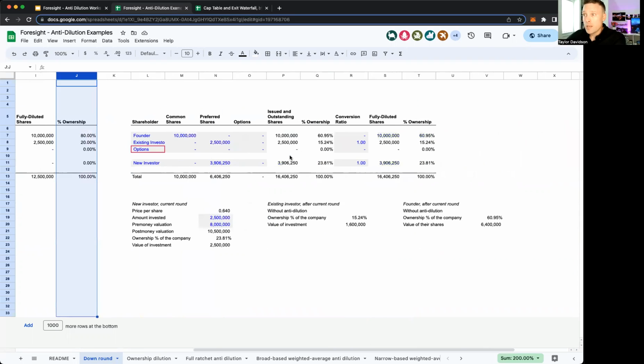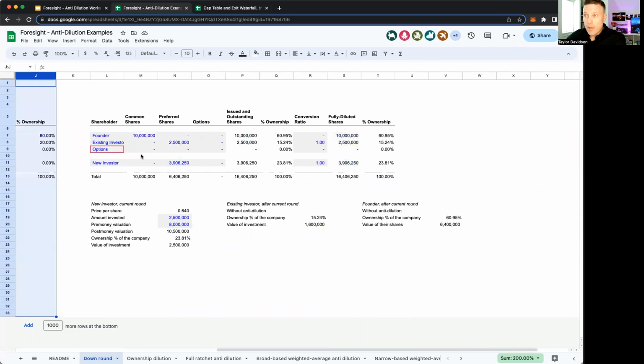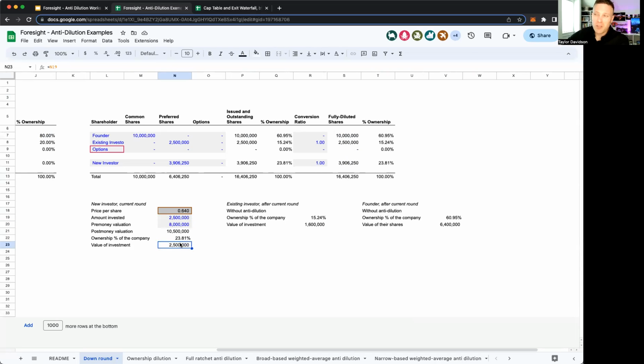Now we have a new scenario which says, okay, now we have a new investor that's investing, again, $2.5 million, but into a lower pre-money of $8 million. So we calculate the new share price based upon that, and come up with a new post-money. They're purchasing 23% of the company afterwards, and their investment's worth $2.5 million. They invest $2.5 million, they get $2.5 million. However, the existing investor put in $2.5 million, paying $1 per share, and now the shares are worth 64 cents per share.